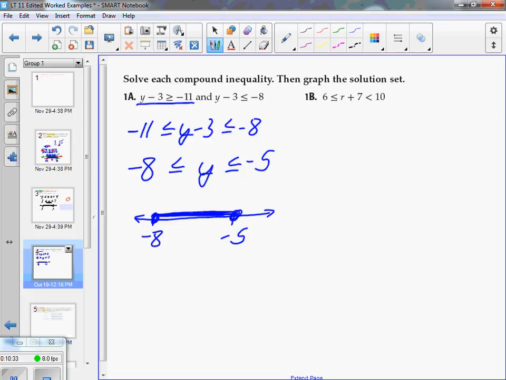Do that next one by yourself. Yeah, all we got to do to make it more steps is instead of r, call it 2r. And then after you subtract 7 from all, then you have to divide by 2.